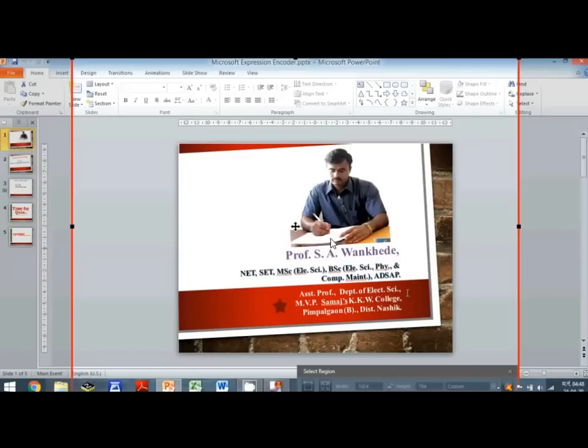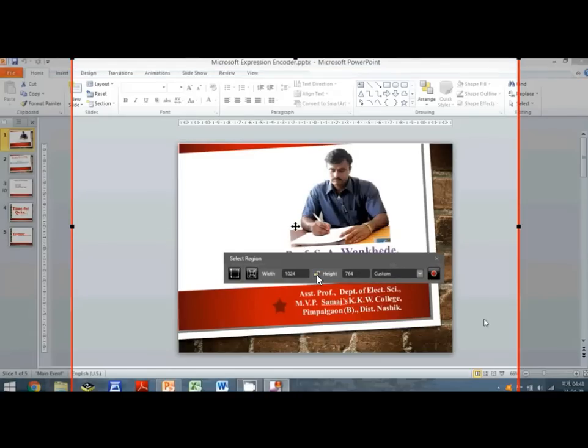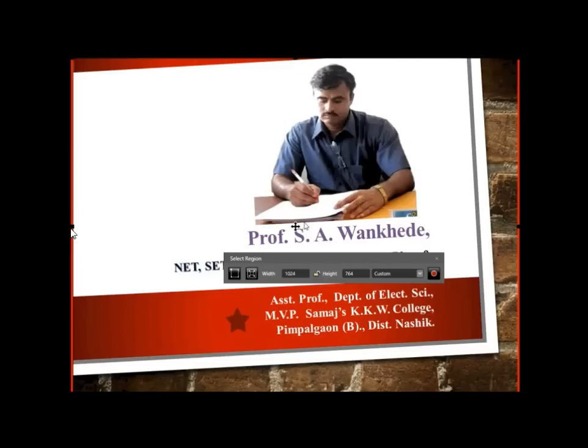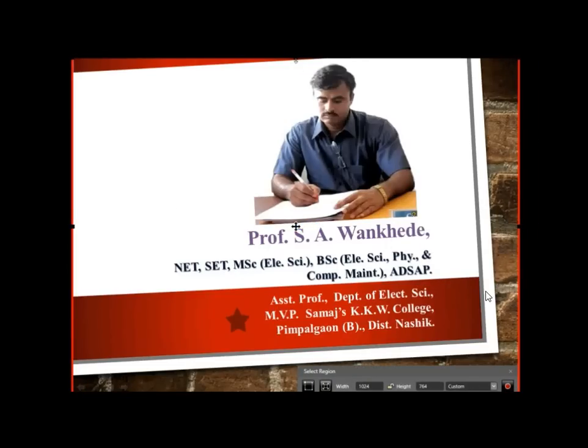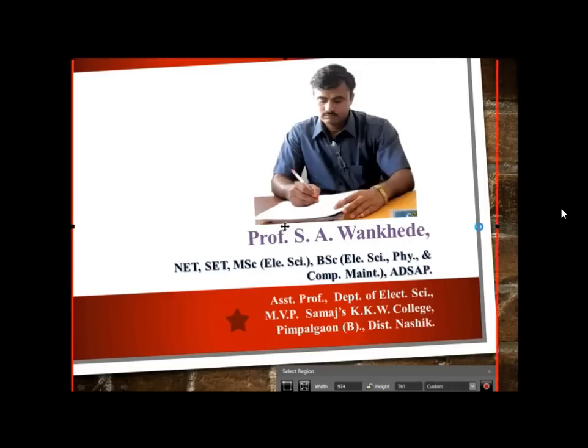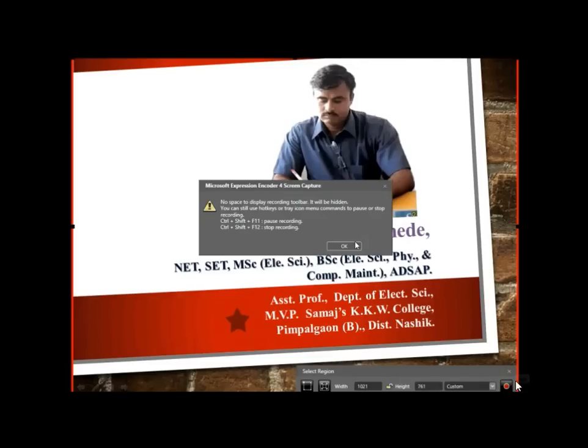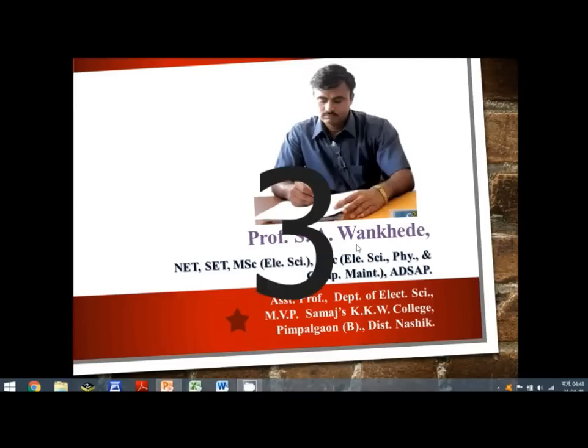Start slideshow and then set this red window, red box. There is a black bubble at the center of each corner, each border. Set by dragging them to the proper position, and then in this window click on this red button which is record, then OK. But remember the hotkeys.